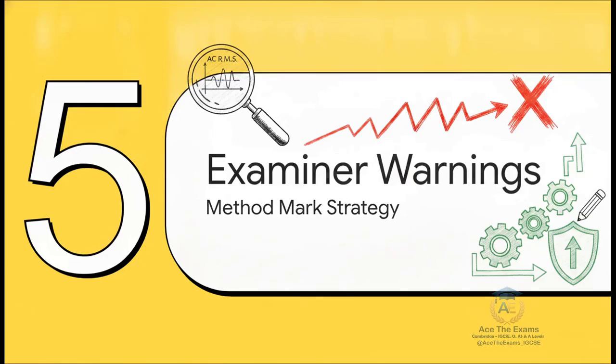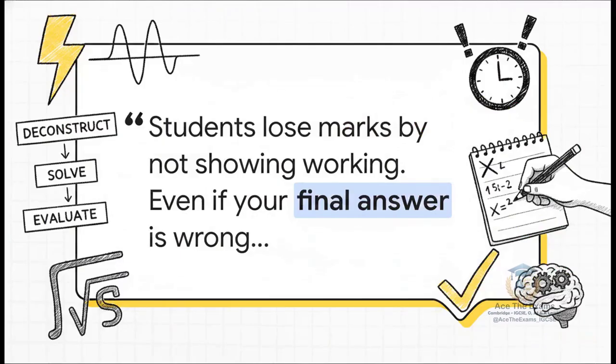Finally, let's move to Section 5, Top Examiner Warnings, the Method Mark Strategy. Let's dive into the actual principal examiner reports to see exactly where students consistently hit a wall. This is arguably the most important takeaway of this entire explainer. Listen closely to this direct examiner alert. Students lose marks by not showing working. Even if your final answer is wrong, method marks can save you. Wow. Your process is literally just as important as your final mathematical answer.